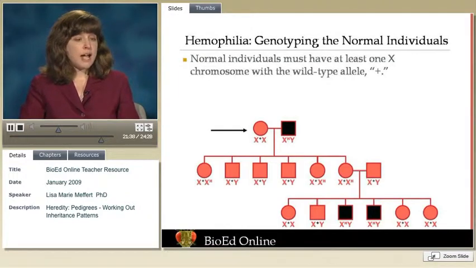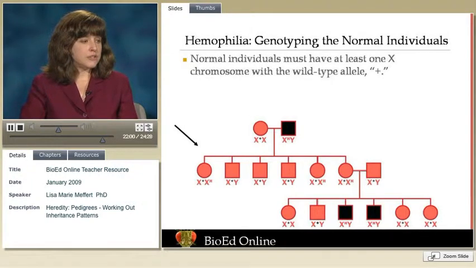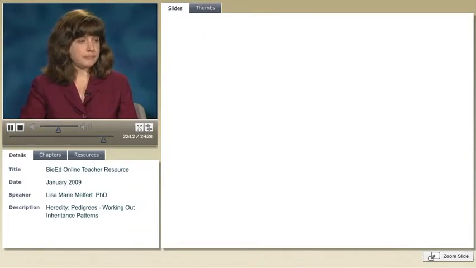So now we're going to work out the genotype of this female in the very first generation. Well, we know she's normal, so she must have at least one of these wild-type normal alleles. But we can't be entirely sure if she's homozygous for the normal allele or she's the carrier herself. But at least what we can do is fill in a wild-type allele for each of these daughters, knowing that they must have received the wild-type allele from their mother because they are definitely carrying the hemophilia allele from their father's sperm.